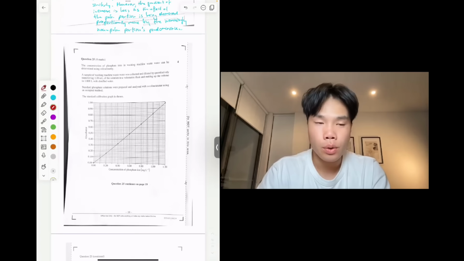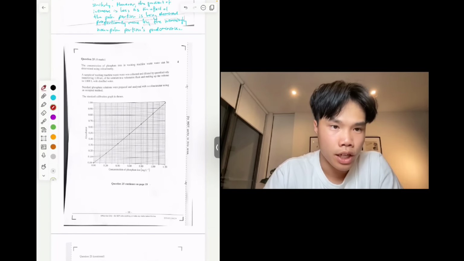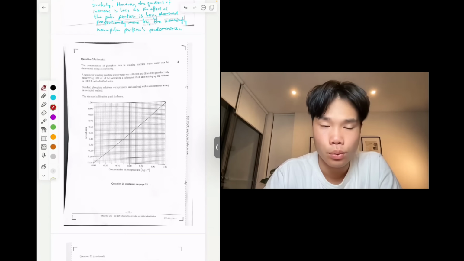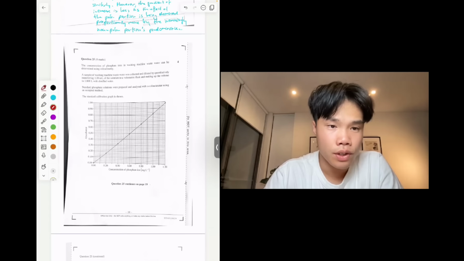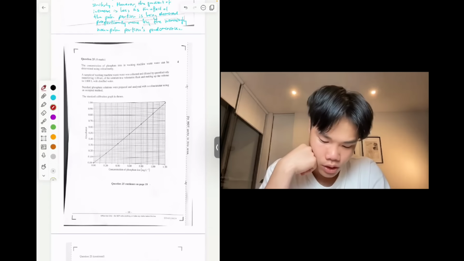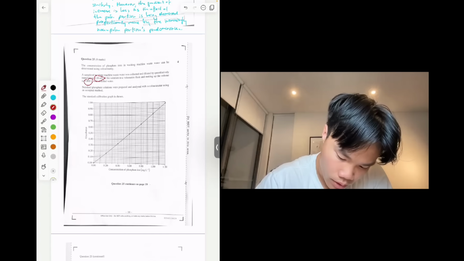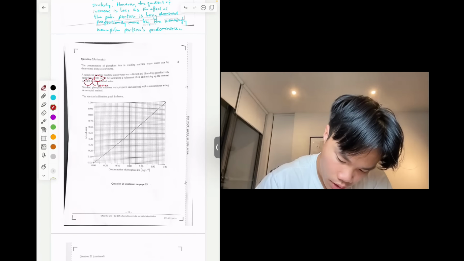Okay, question 25. The concentration of phosphate ions in washing machine wastewater can be determined using colorimetry. A sample of washing machine wastewater was collected and diluted by quantitatively transferring 1 ml of the solution to a volumetric flask and making up the volume to 1 liter with distilled water. Standard phosphate solutions were prepared and analyzed with a colorimeter using an accepted method. The standard calibration curve is shown. Okay, let's just note straight away that there is a 1000 times dilution.